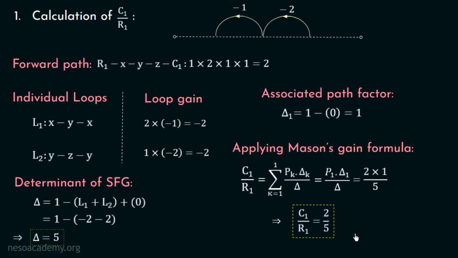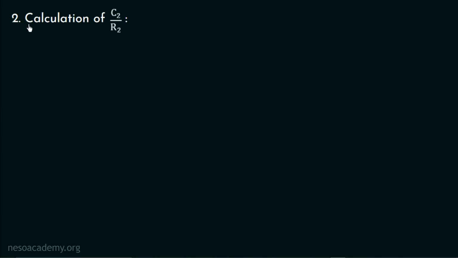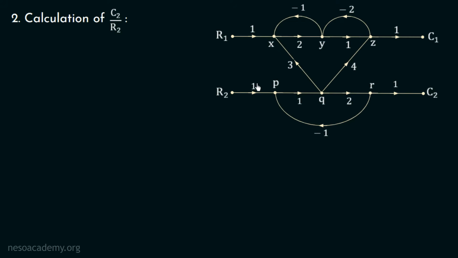We will now move on to the calculation of second transfer function, which is C2 over R2. Moving on to the calculation of transfer function C2 over R2, let us consider the given signal flow graph, and we have to calculate the transfer function C2 over R2. We will now assume the input R1 and the output C1 equal to 0.